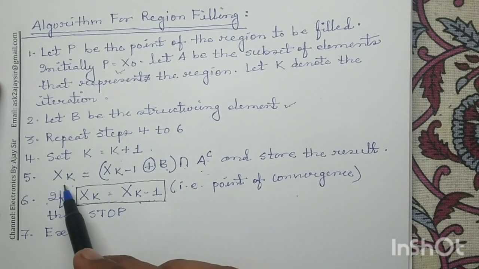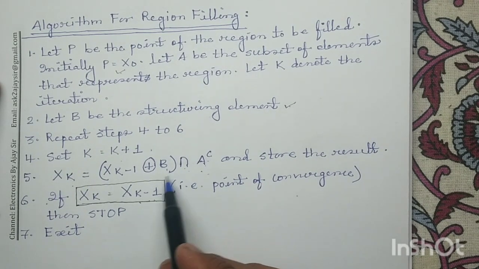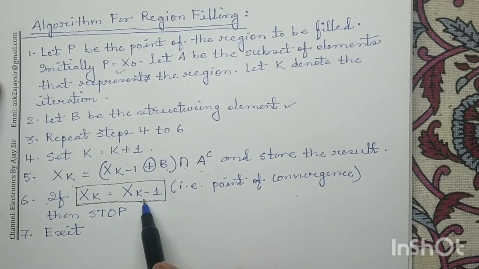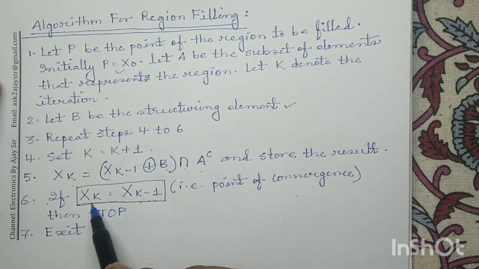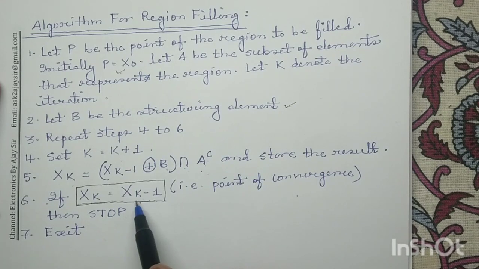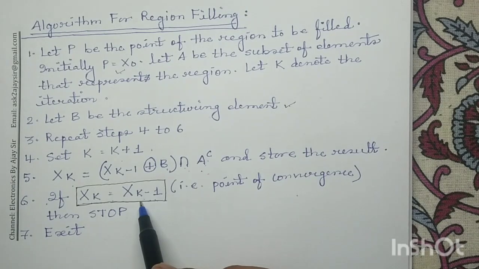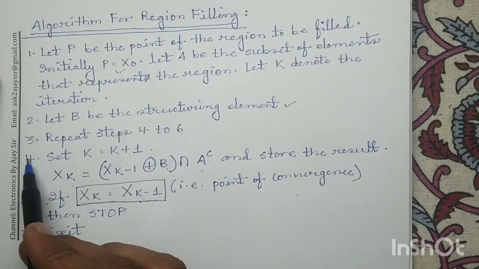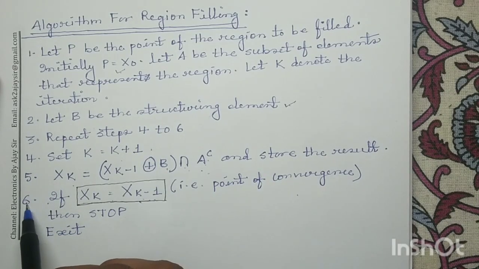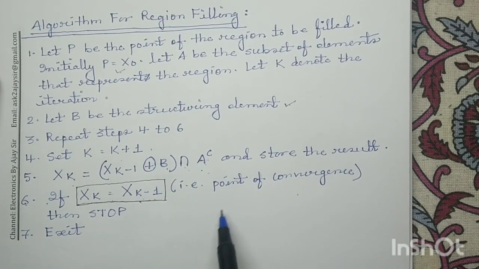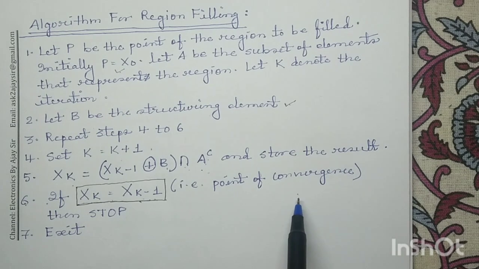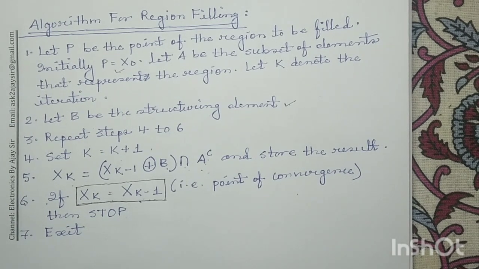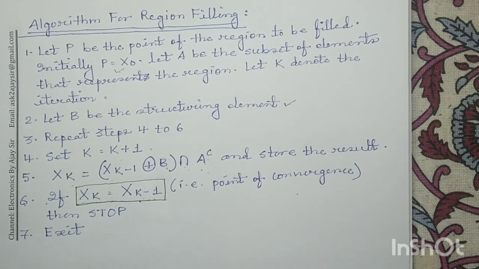And after each iteration, we have to check whether the result of my current iteration is equal to the output of my previous iteration, and if this condition is reached, we have to stop our region filling operation. If this condition is not reached, we have to repeat the operation from step 4 to step 6 till we reach the condition, that is the point of convergence. And after reaching the point of convergence, our region filling operation is over.